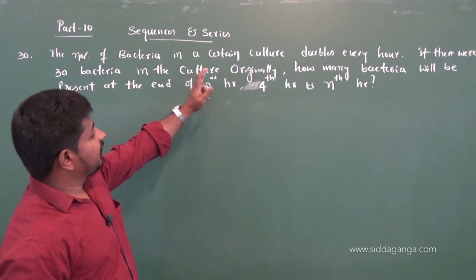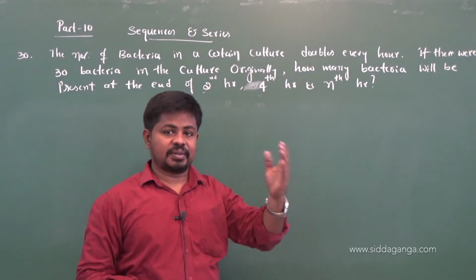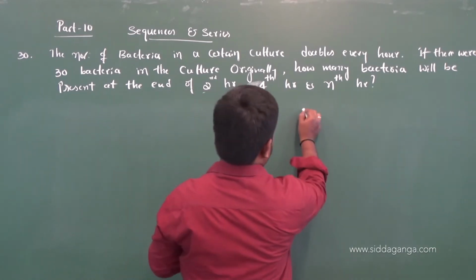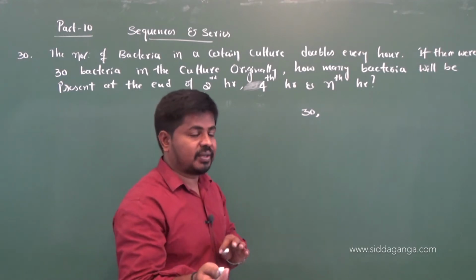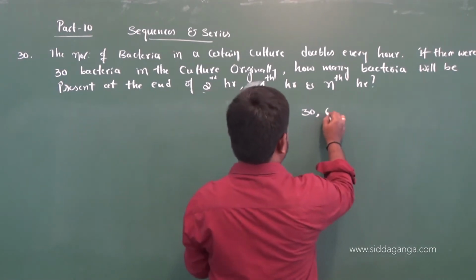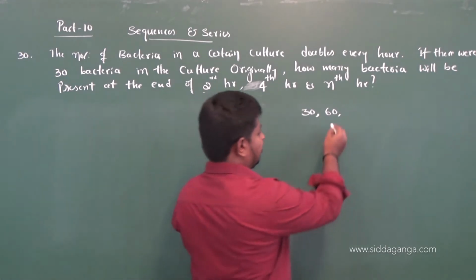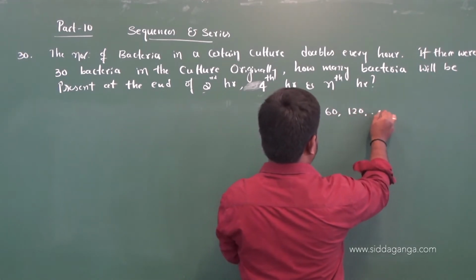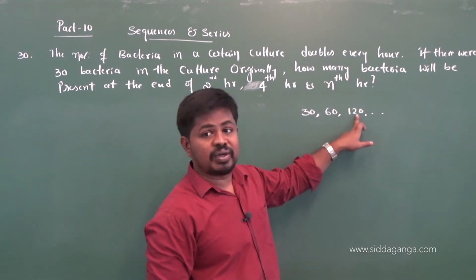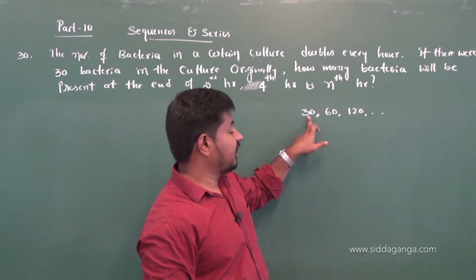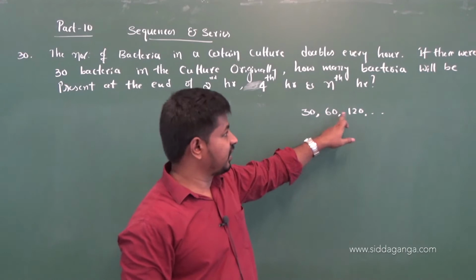So here the number of bacteria doubles every hour. You mean at the end of first hour, if 30 is the number of bacteria in the beginning, at the end of first hour it doubles. You mean it becomes 60, right? At the end of second hour, again it doubles. You mean 60 doubles, you will get 120 and so on. So at the end of second hour, you get 120. In the beginning it is 30, at the end of first hour you get 60, at the end of second hour you get 120.